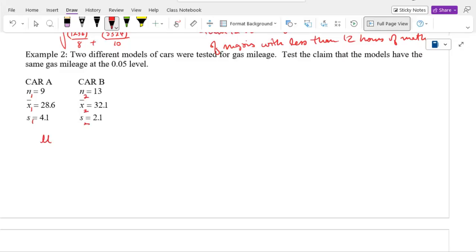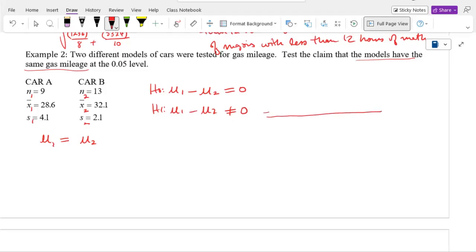In making the comparison of their gas mileages, it does say test the claim that the models have the same gas mileage. That's equal again, isn't it? After moving the mu sub 2 back over to the left, it does give us our null hypothesis: mu1 minus mu2 equals 0. Because that's a null, the alternative will be that mu1 minus mu2 is not equal to 0.